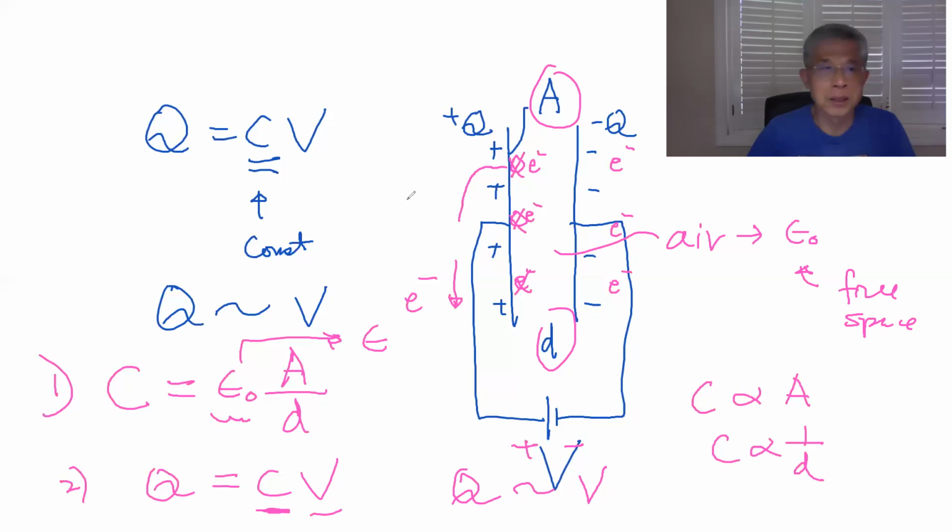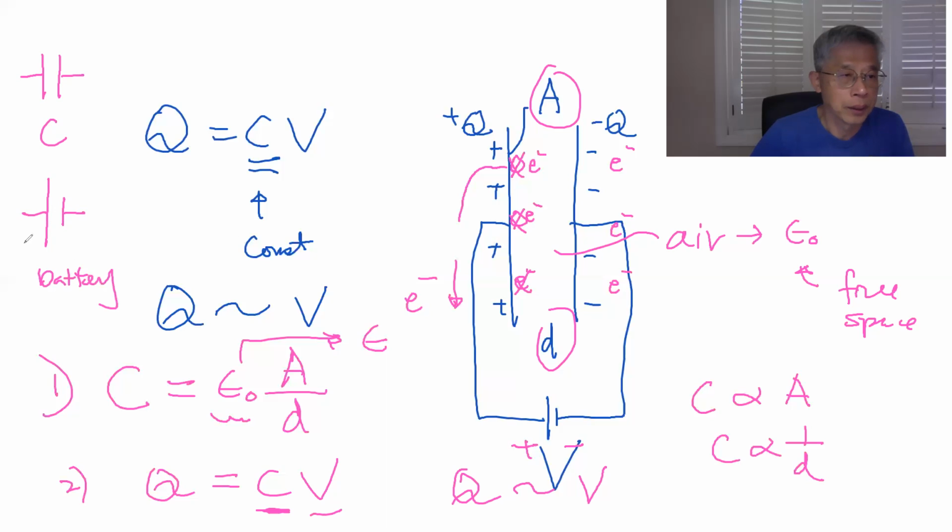And for the capacitance, the symbol is this, two lines of equal length. So this is the capacitance symbol. For the battery, the symbol is like that. So this is for the battery. And the longer one is positive and the short one is negative.